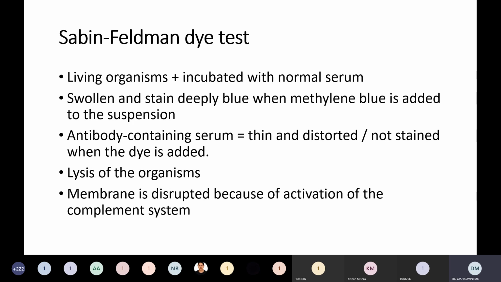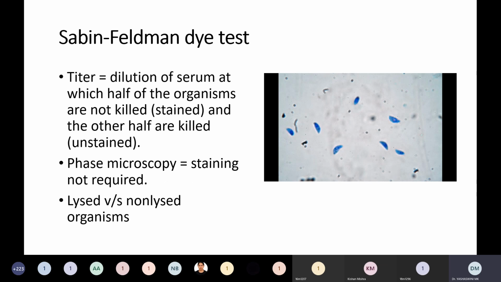If there is antibody in the serum, what will happen? They are going to kill the live organism. So they will become thin, distorted, and they do not get stained by the dye. So the dye can enter only if it's an alive cell. So if they get lysis, there is no entry of the dye. If the membrane is disrupted, usually because of complement activation, the membrane is broken down, resulting in lysis of the organism. So the methylene blue dye won't enter. If it is not containing any antibodies, then it can enter and results in the cells swelling up.